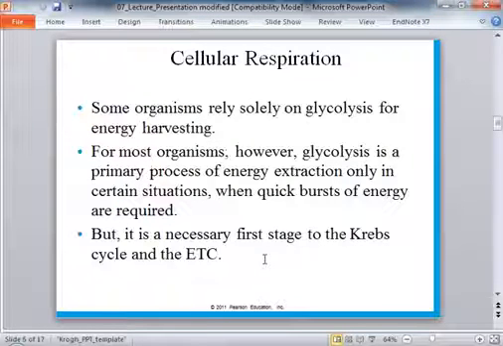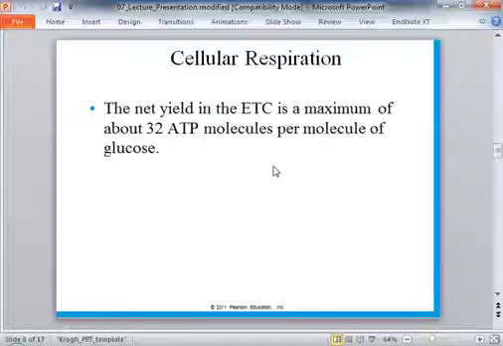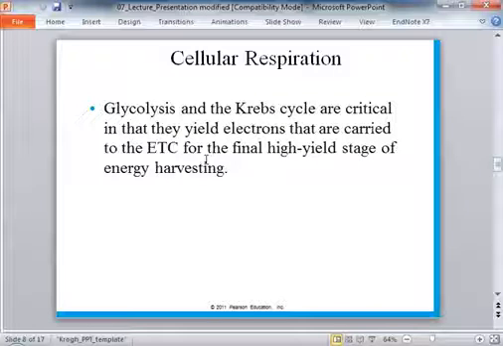Some organisms can rely solely on glycolysis for harvesting energy, but for most organisms, glycolysis is just a primary process to get things going, because they'll ultimately use the electron transport chain. And one of the reasons this is important is because glycolysis yields 2 molecules of ATP per molecule of glucose, as does the Krebs cycle, but the amount we get from the electron transport chain is 32 ATP molecules.